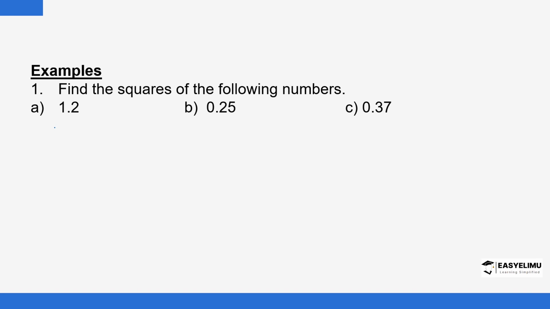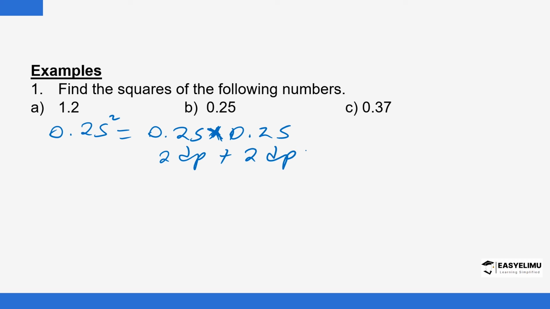Again, we have 0.25 squared. Just from the definition of square, square simply means a number multiplied by itself once. So again, 0.25. We have two decimal places here, and you add two decimal places here. This is equal to 4 decimal places. So we just multiply 25 by 25, and then we know the answer will have 4 decimal places.